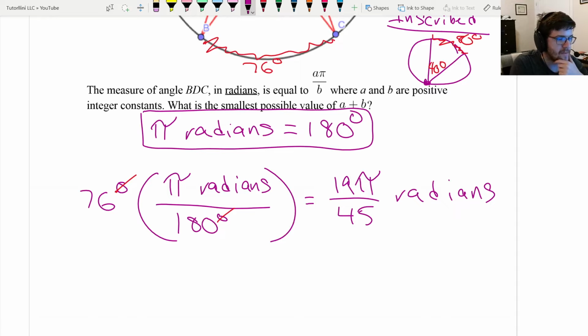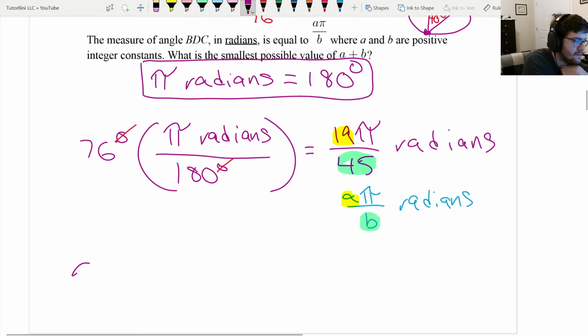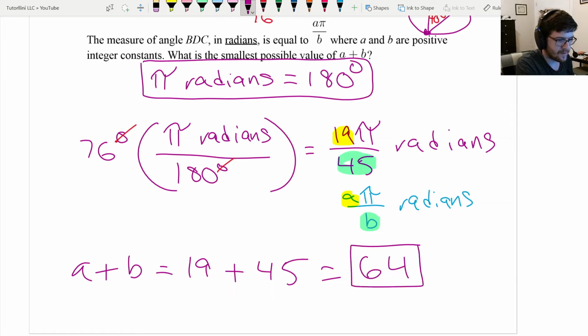So a pi over b radians, let's write that down. A pi over b radians. Hopefully you guys see that a is 19 and b is 45. So a plus b is going to be 19 plus 45. Let's see what that is. That is 64. So that is going to be our answer for this one.